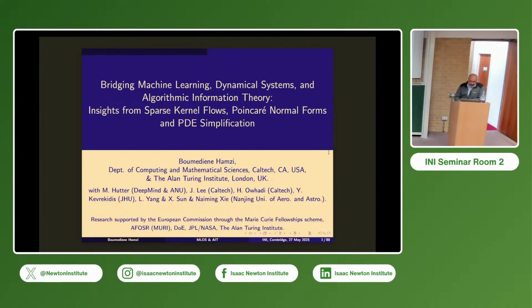This was inspired mostly through discussions with Marcus Hutter, who is currently at DeepMind. Marcus believes that AIT is the key to AGI. I don't know much about AGI, but I'm mostly into dynamical system theory, so I'm trying to see if there is a way to adapt his arguments to dynamical systems. This is joint work with all these people here.